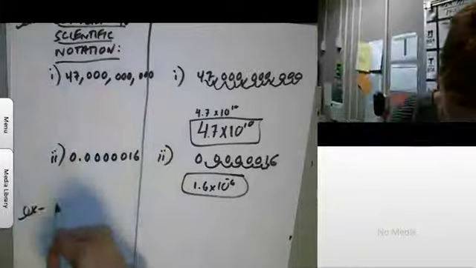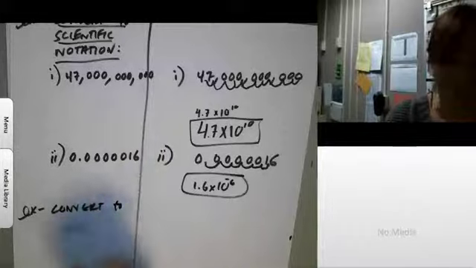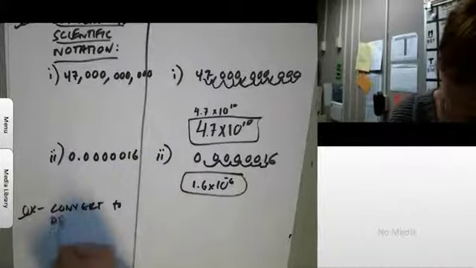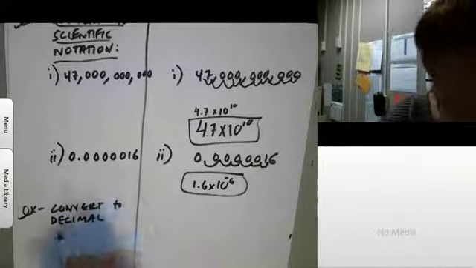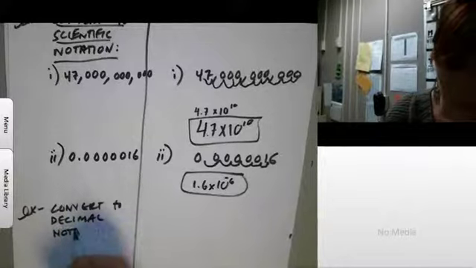Convert to decimal notation. So now we start with scientific notation and we want to write it as they started out with in the last problem. So convert to decimal notation. That's the non-scientific version.